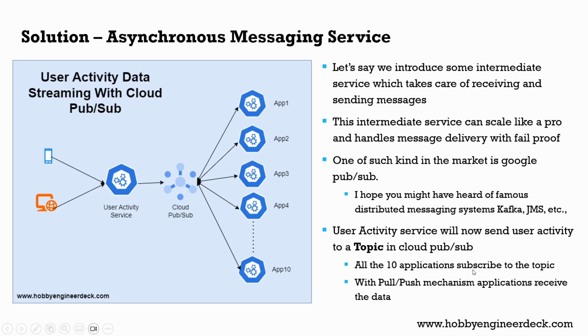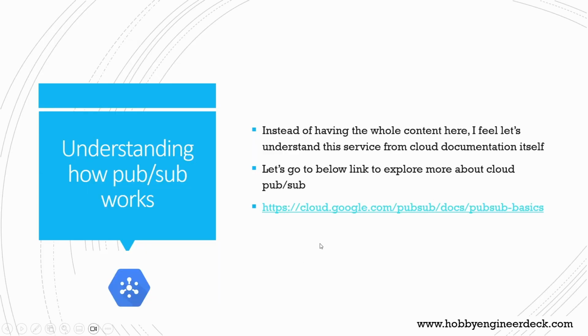So in the pull mechanism, these receivers or consumers will have to get the data from the particular subscription of that particular topic by calling their remote procedure calls. Whereas in the push mechanism, whenever that particular topic receives any message, it will voluntarily push the data to that particular subscription.